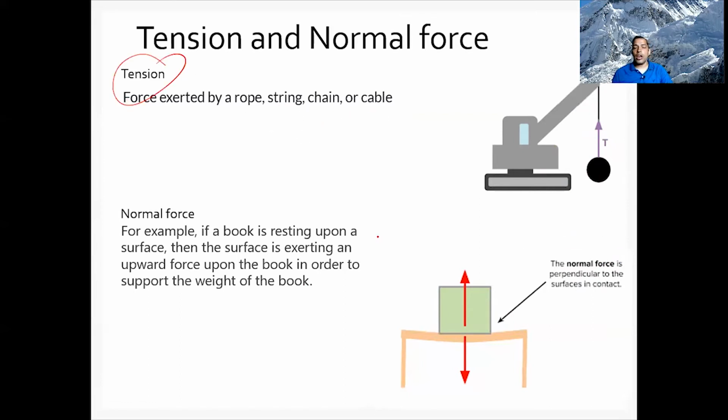Then there is another kind of force, which is normal force. Suppose this is an object here. It is resting on the top of this table, right? And there is a force acting down, obviously, which is gravity. But why is this object not falling down? Because the surface is exerting a normal force, perpendicular to the surface in contact. That's why this object is not moving down.